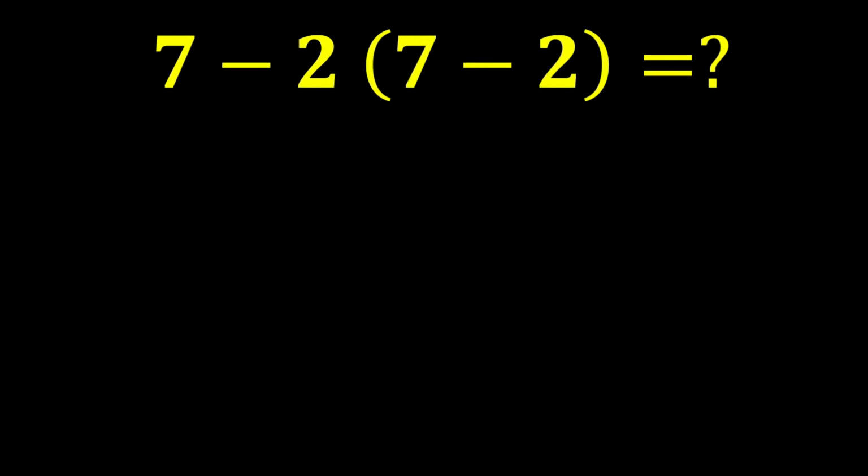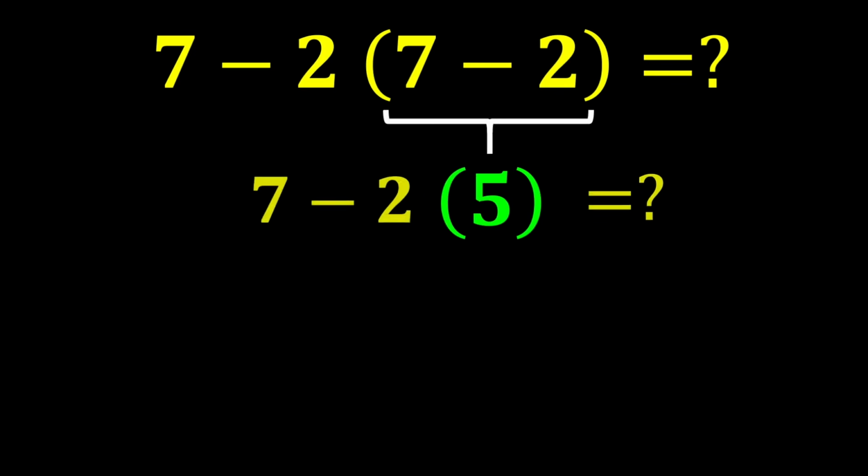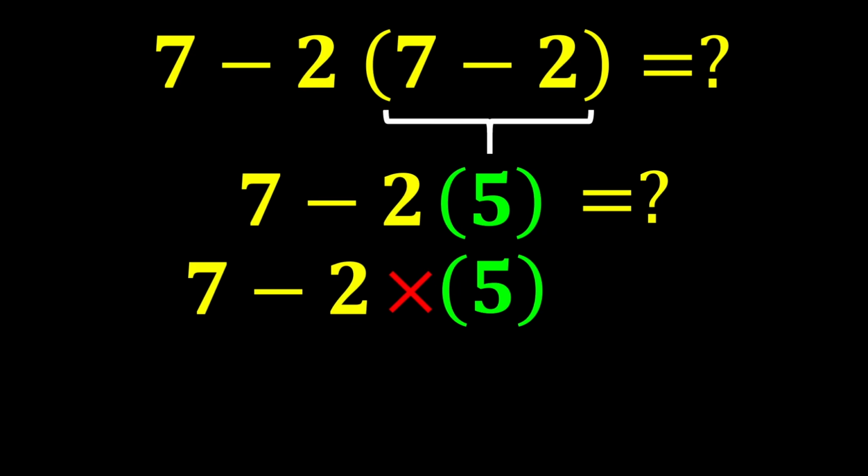7 minus 2 times 7 minus 2. According to PEMDAS, we first calculate inside the parentheses. 7 minus 2 gives us 5, and the expression becomes 7 minus 2 multiplied by 5. In mathematics, when a number is written next to parentheses, it means that the number is multiplied by the expression inside the parentheses. However, for simplicity, we usually do not write the multiplication sign.